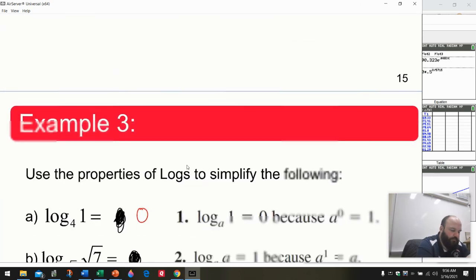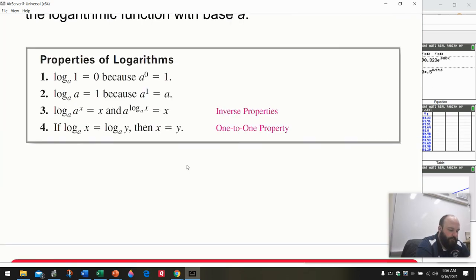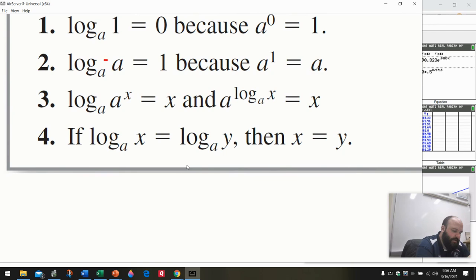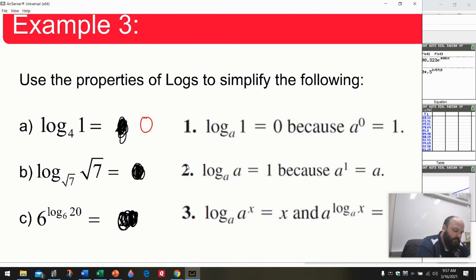So that's pretty simple. Next one, we have log base square root of 7 of the square root of 7. So if you recall, in one of the properties I showed you, if the base matches the number that is being logged, the solution is 1. So right here, these cancel, those are the same, equals 1.